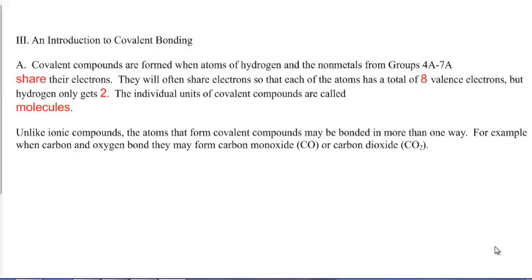Unlike ionic compounds, the atoms that form covalent compounds may be bonded in more than one way. For example, carbon and oxygen can form something like carbon monoxide, CO, or carbon dioxide, CO2. This is different than what we talked about yesterday for ionic. Remember how we kept going back and forth until the cation could give away all of its valence electrons and the anion could gain all that it wanted? So with covalent, you have different combinations possible.